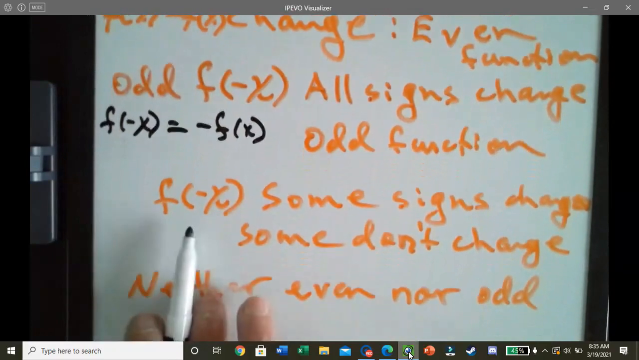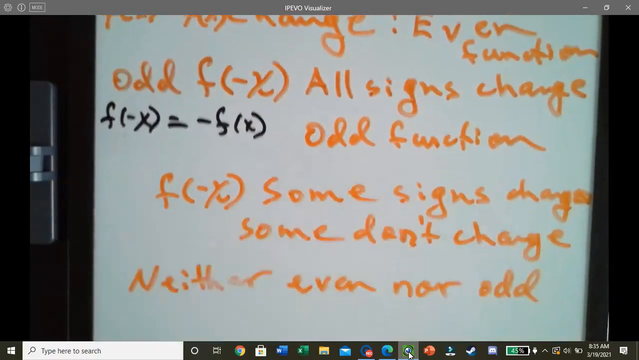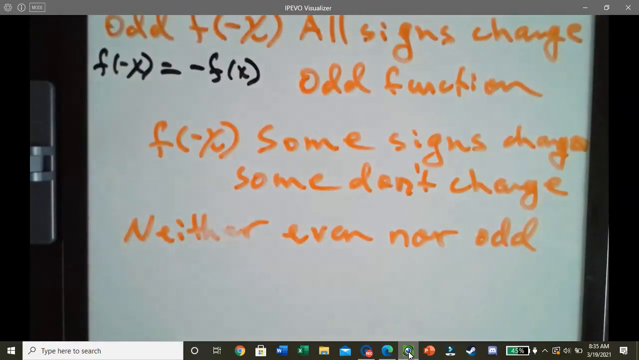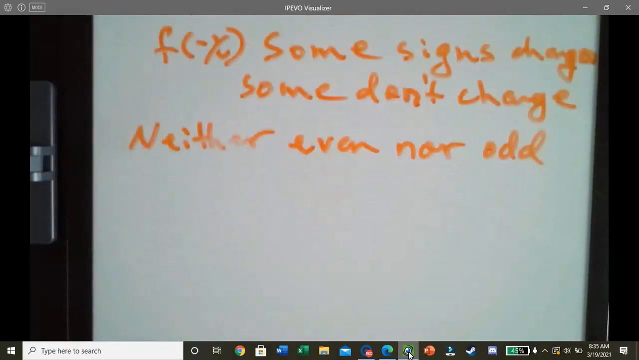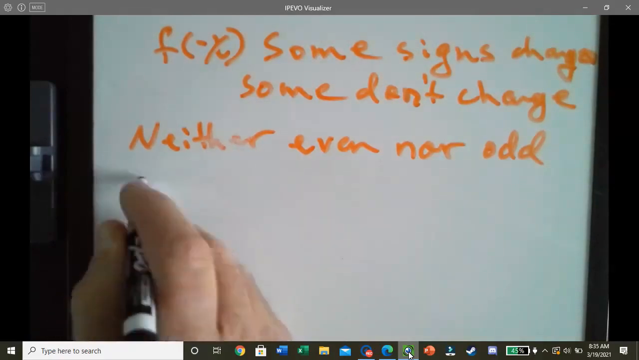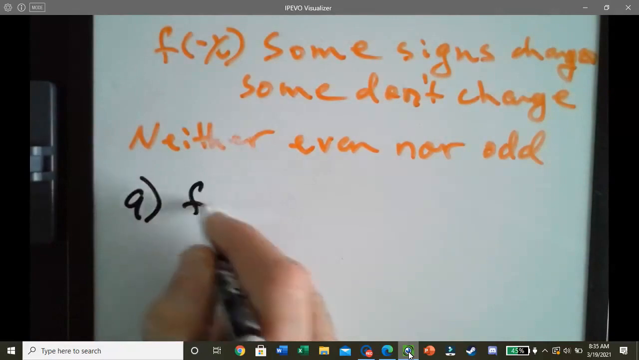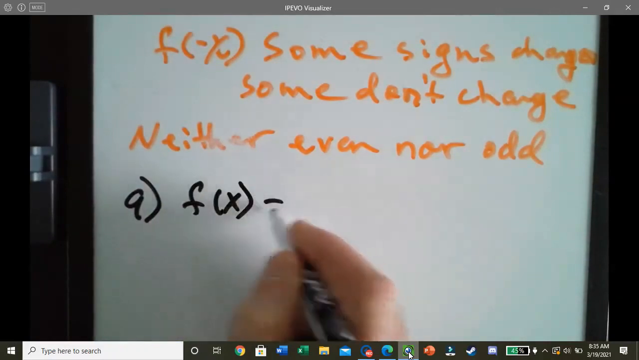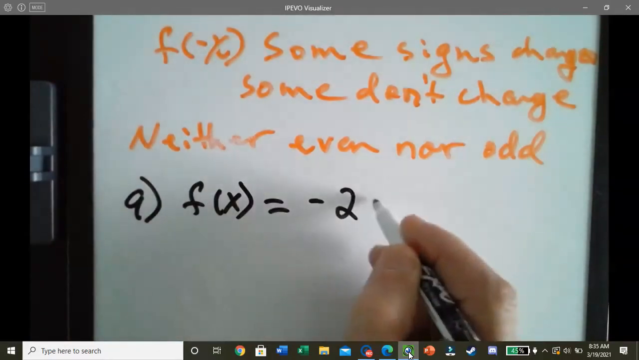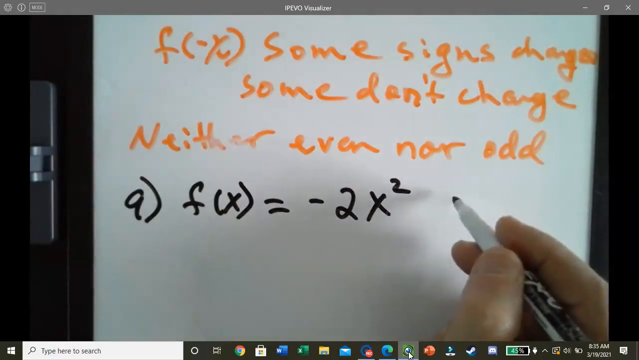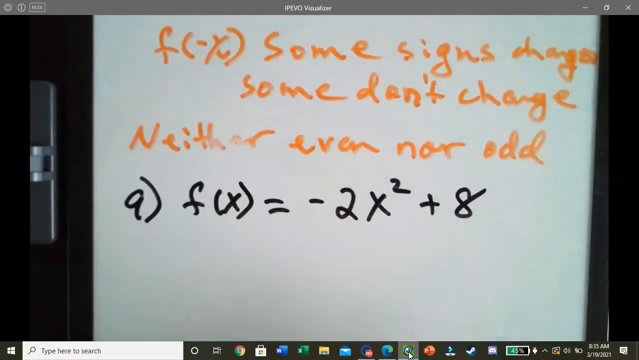And then here, if negative x is substituted in for x, and some signs change and some signs don't, then it's neither. So if we look at our function, our problem, I believe it was 8, right? No, 9. Problem 9. We have f of x equals negative 2x squared plus 8.